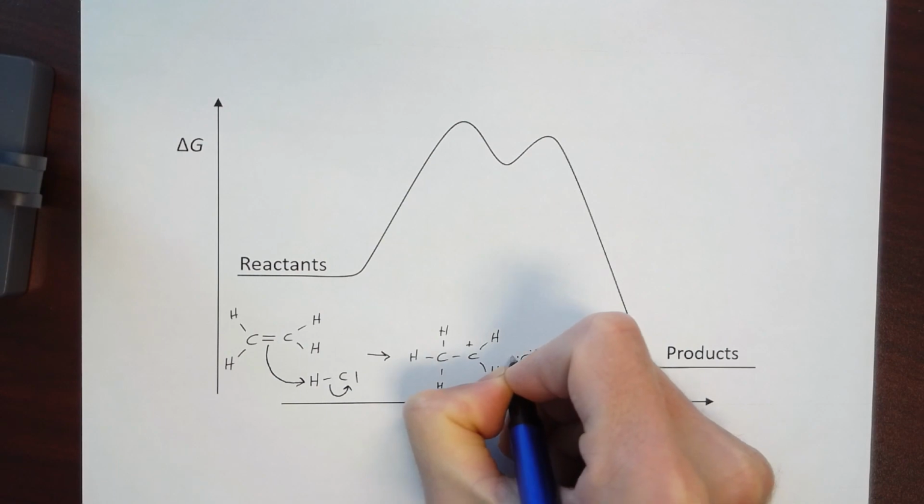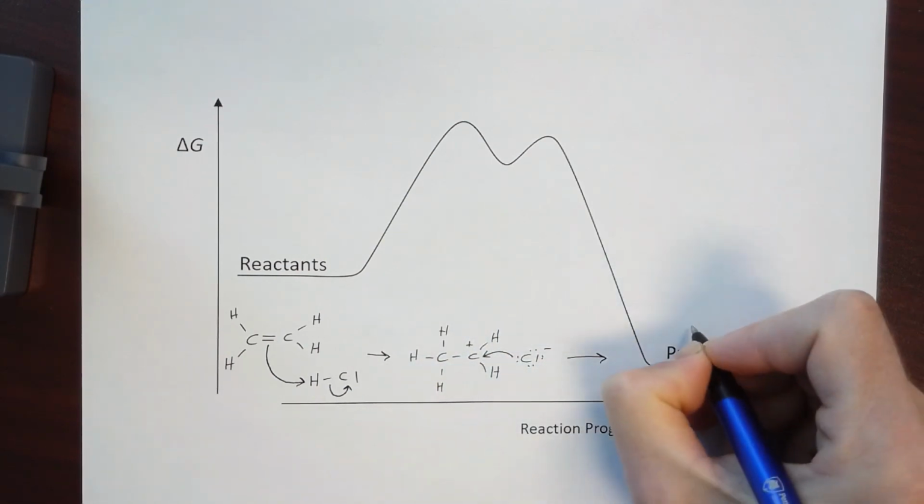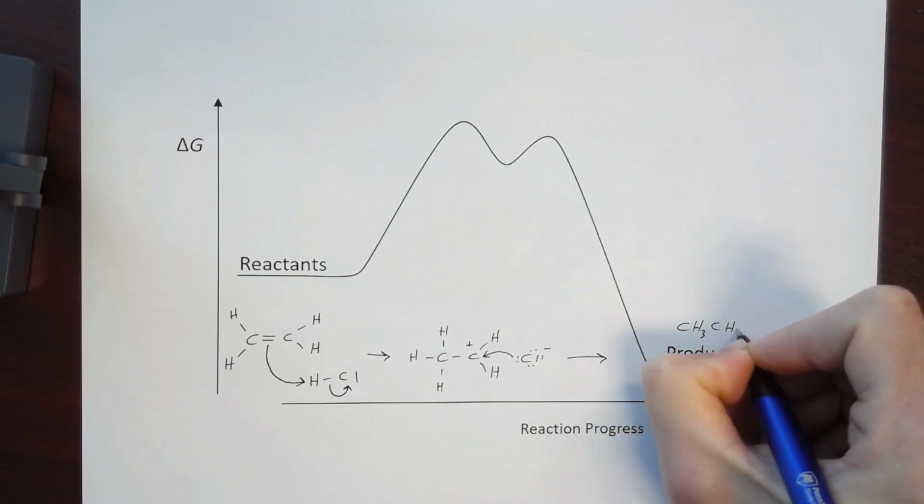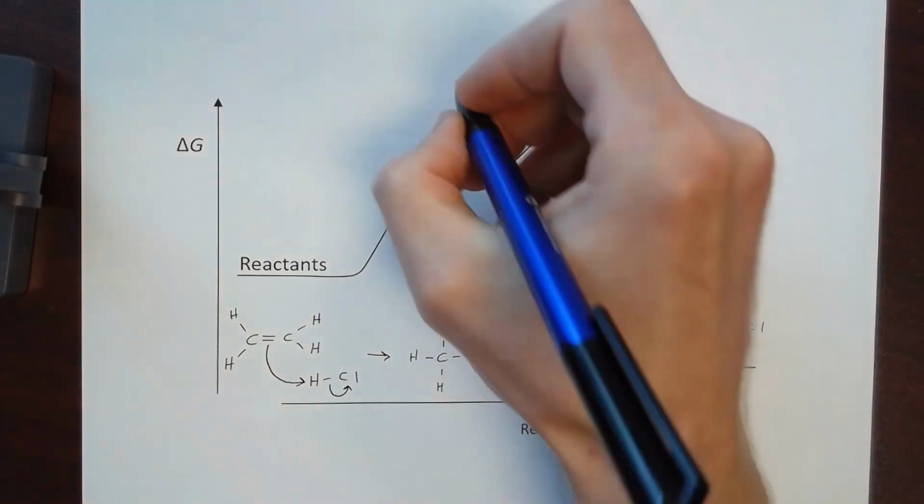Let's see how this works with an example. The reaction between ethene and HCl proceeds through the following mechanism. Each energetic peak along the reaction coordinate corresponds to a single collision, which we represent by the movement of electrons.